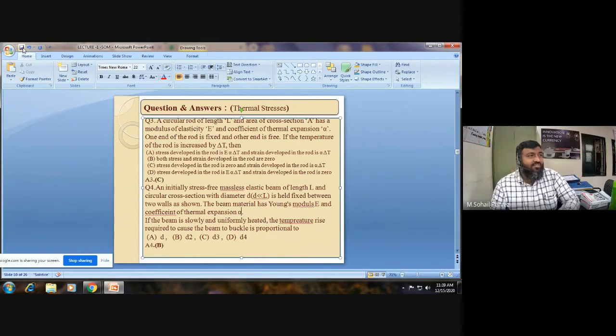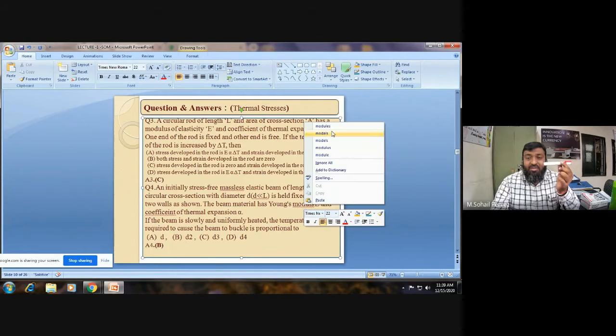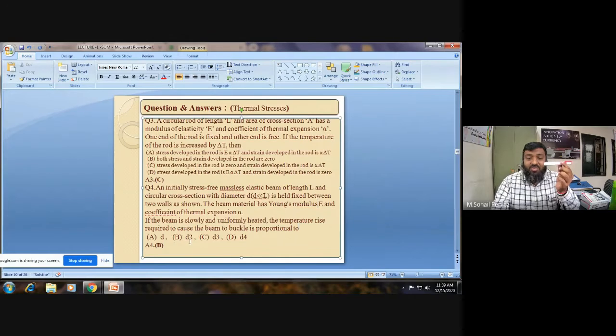Obviously, I have told you in the very beginning that it is along the cross section. And when it says along the cross section, it means pi by 4 d square. So d square, d cube, and d raised to the power 4. The correct answer is d square.